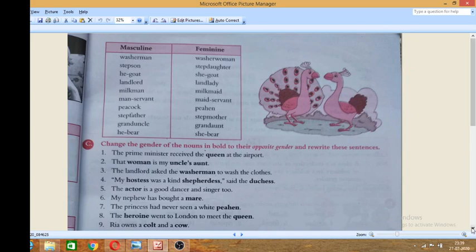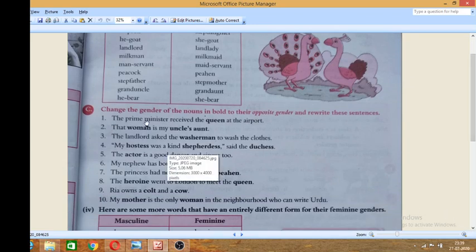Next, C. This is today's exercise. Change the gender of the nouns in bold to their opposite gender and rewrite the sentences. Have a look. The Prime Minister received the Queen at the airport. You can see there is a bold word. You have to change this and rewrite the sentence, using your notebook. First, write the question. I'm telling you the first answer: The Prime Minister received the King. Just write King. The answer is done.